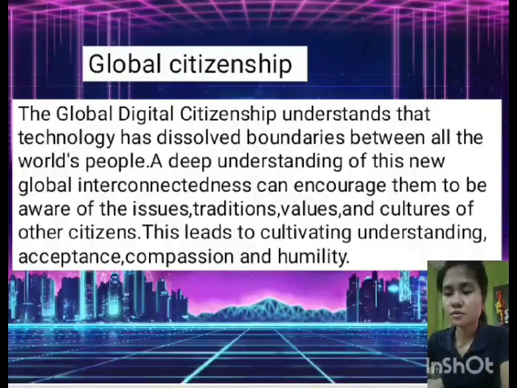Global citizenship. The global digital citizen understands that technology has dissolved boundaries between all the world's people. A deep understanding of this new global interconnectedness can encourage them to be aware of the issues, traditions, values, and cultures of other citizens. This leads to cultivating understanding, acceptance, compassion, and humility.